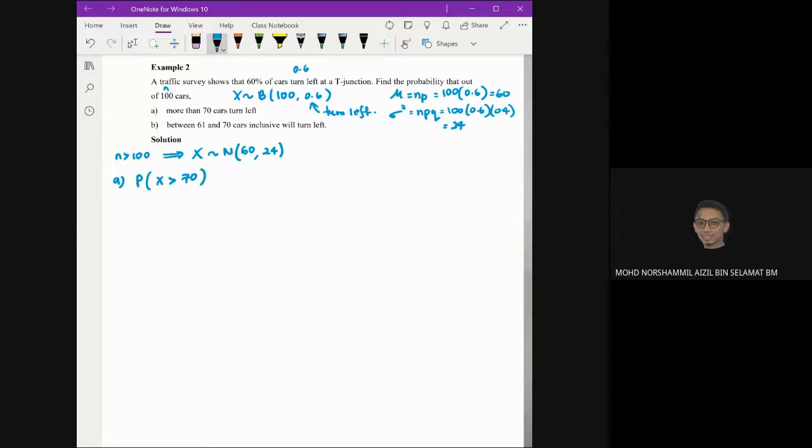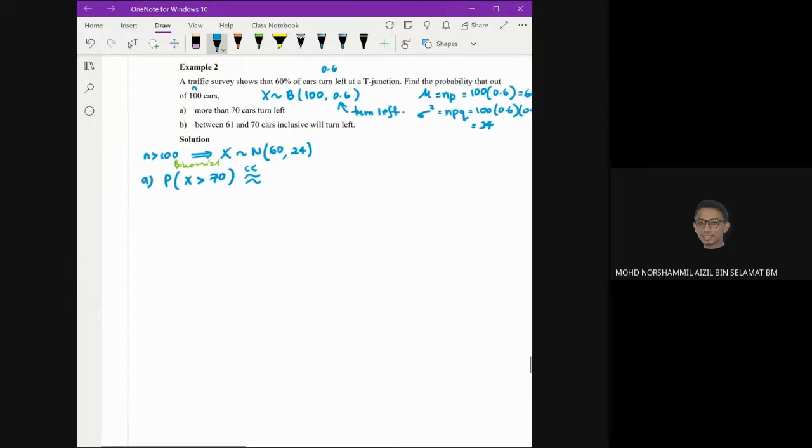Okay guys, so you need to understand that this one is still binomial. Right now we need to convert to normal. So we need to go through continuity correction. Okay guys, 70, macam ni kita nak lukis 70. Okay, saya tulis kat sini.